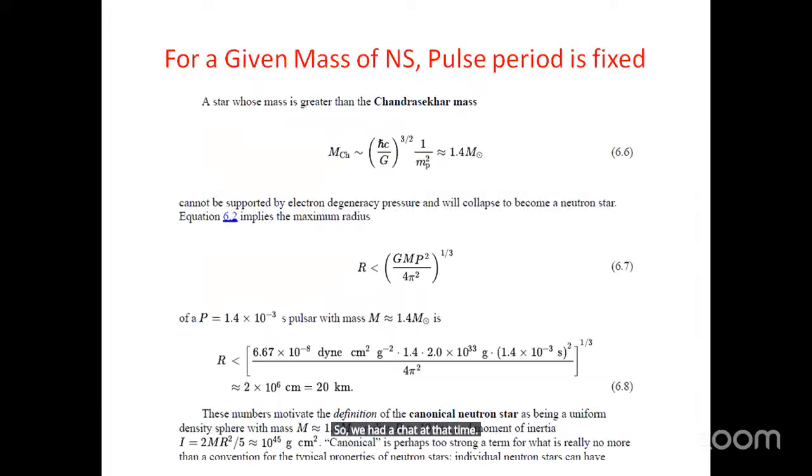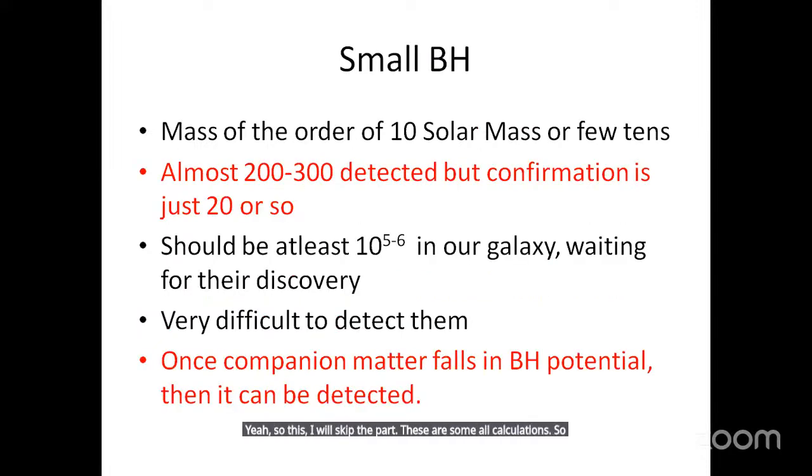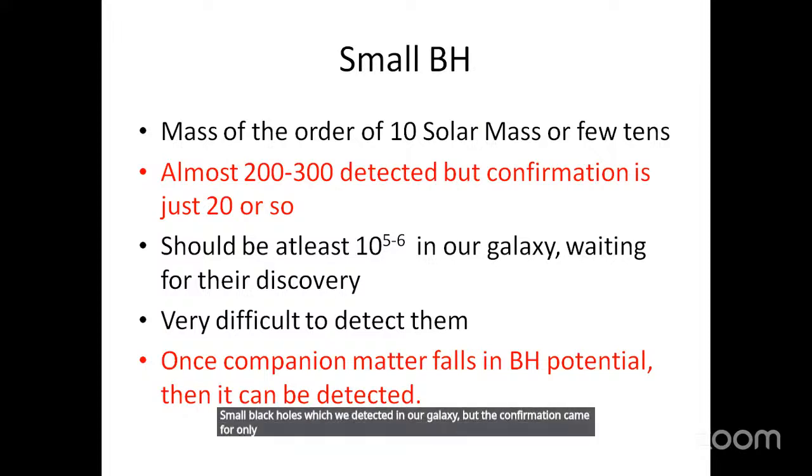So this part I will skip. These are small calculations. Now coming to small black holes. I am on the slide of small black holes. Generally the mass range of small black holes is of the order of 10 solar masses or 20 solar masses, sometimes 30 solar masses. Right now we have more than 400 small black holes detected in our galaxy, but confirmation came for only 20 or 30, not more than that.